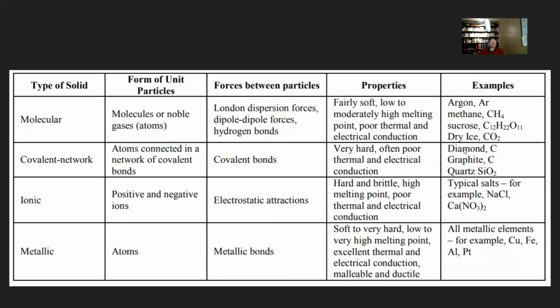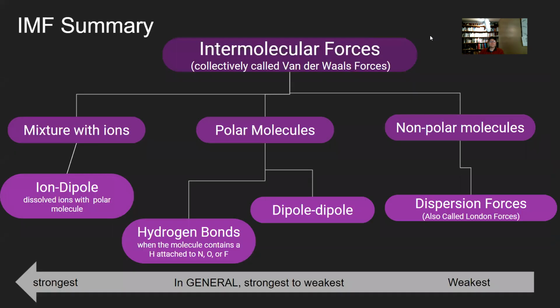Here is a summary list of the different types of solids, giving also examples of each, as well as a good summary of the different properties. And here is a summary of the intermolecular forces that we discussed on the first few days of this information. Again, intermolecular forces are called van der Waals forces. There are generally two major varieties, dipole-dipole and dispersion, which would be broken down between polar molecules and non-polar molecules. If it is a mixture with an ion, it'll be an ion-dipole combination.